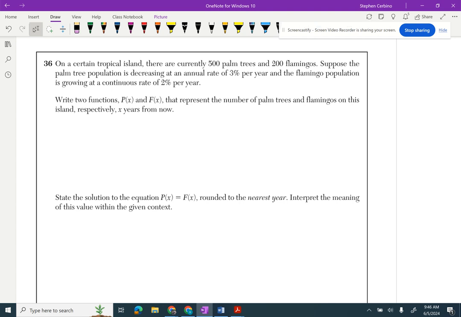Number 36 asks us to write some equations here, so we have to do some reading. So we have this tropical island. There are 500 palm trees and 200 flamingos. Suppose that the palm tree population is decreasing at an annual rate of 3%. So annual rate is going to be A equals P times (1 plus r) to the t equation. And our flamingo population is continuous. Continuous is going to be our PERT formula, P e to the rt.